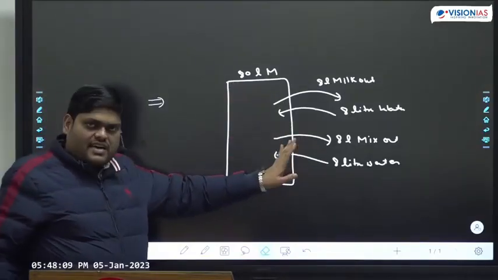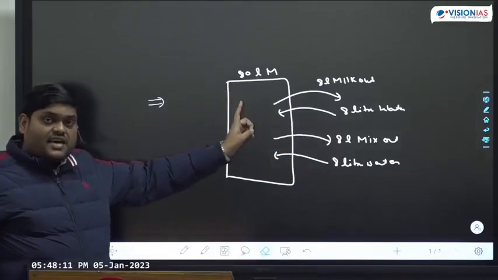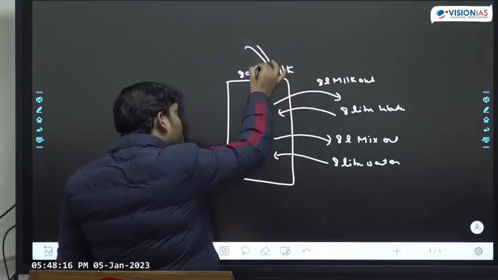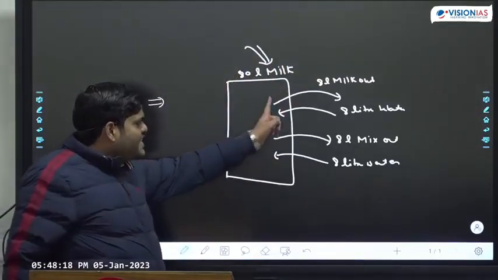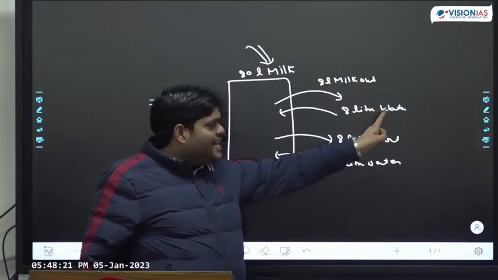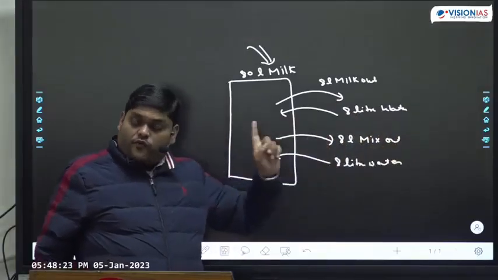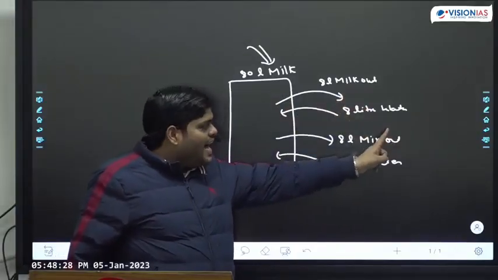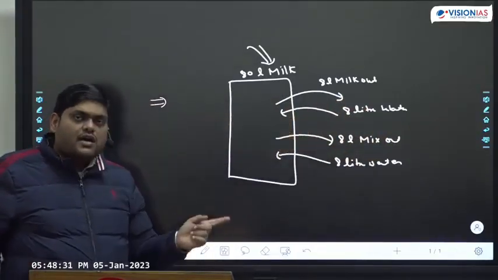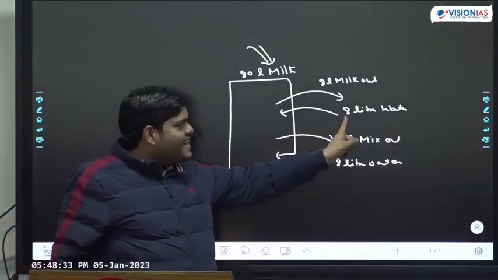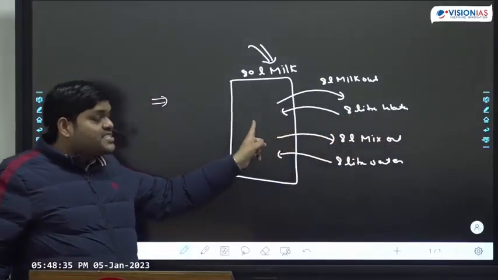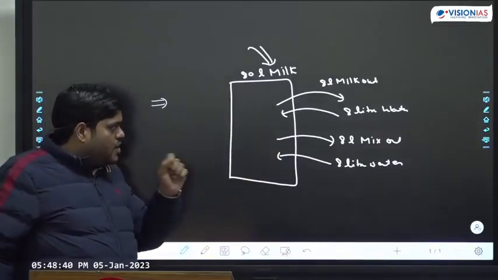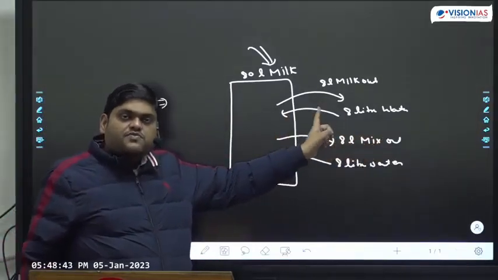80 liter mixture is there, 80 liter milk is there. Listen carefully. Initially only milk was there. Now you are taking 8 liter milk out and you are adding 8 liter water. When you take 8 liter milk out and add 8 liter water, now this becomes a mixture. Why mixture? Because milk was already present, and when you added water into it, this became a mixture.